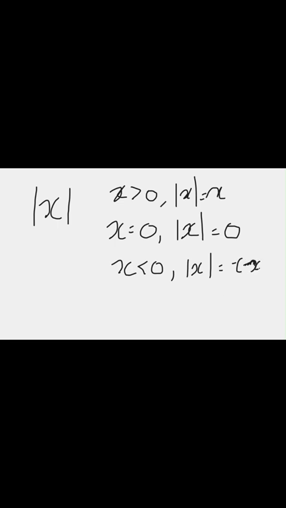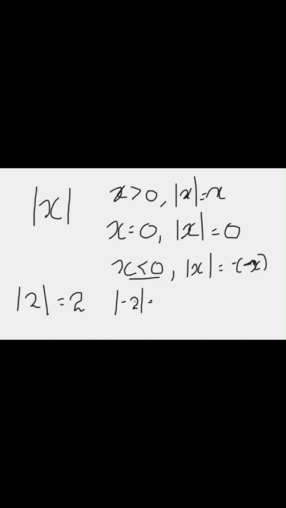So let's look into more examples. For 2, the modulus of 2 is always 2. Since 2 is greater than 0, the absolute value of that number is the number itself, so modulus of 2 is 2. And in the case of minus 2, the modulus of minus 2 is nothing but what? We know that for x less than 0.